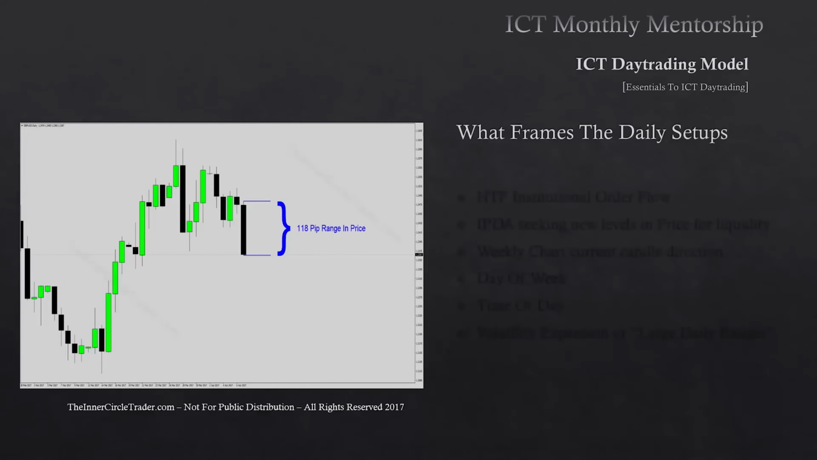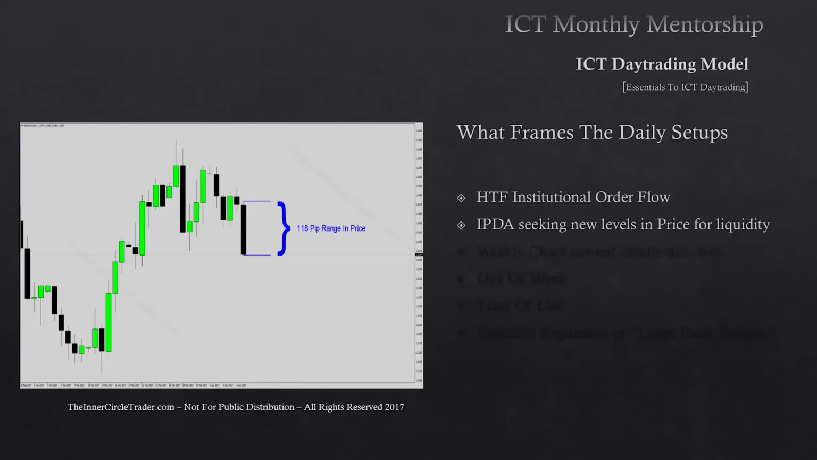All right, so what frames the daily setups? Obviously, we have to concern ourselves with higher time frame institutional order flow, and that's going to be arrived at looking at monthly, weekly, and daily PD arrays in the last 20, 40, and 60 trading days. You don't need to see anything in terms of a weekly or a monthly primarily, because you'll generally see something on the daily that'll line up for a discount or a premium PD array.